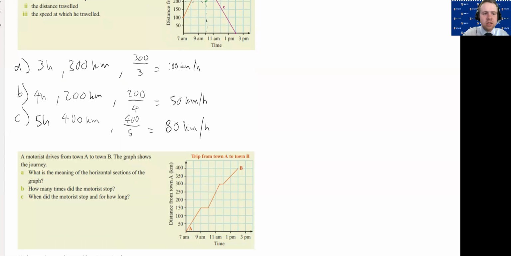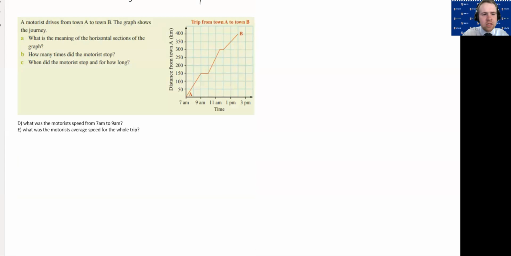Okay, let's look at this last example. I've added a few extra questions at the bottom. Firstly, we've got a motorist going from town A to B, and we've got distance from town A. What's the meaning of the horizontal sections? We're going to look at these sections here and ask ourselves, what does that mean? Those horizontal sections mean we're not moving away from town A at all, so not moving. Or you could say stationary, or stopping for a rest, or filling up for fuel, or whatever it might be.